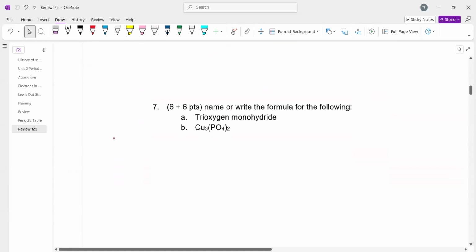Okay, naming. Name or write the formula for the following. What's the formula for tri-oxygen monohydride? Now, I'm giving you a common ion chart, a reactivity chart, and a solubility chart in the back of the test, so you don't have to worry about using your own. Okay, so we need 3 oxygens and 1 hydrogen. That would be the formula for tri-oxygen monohydride.